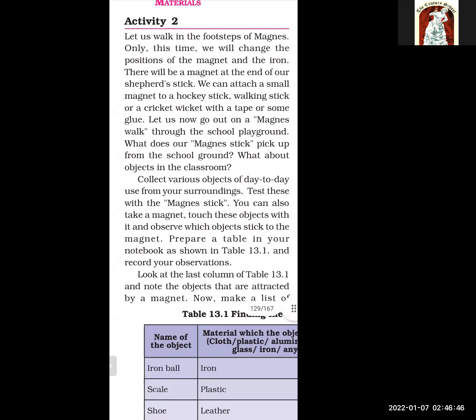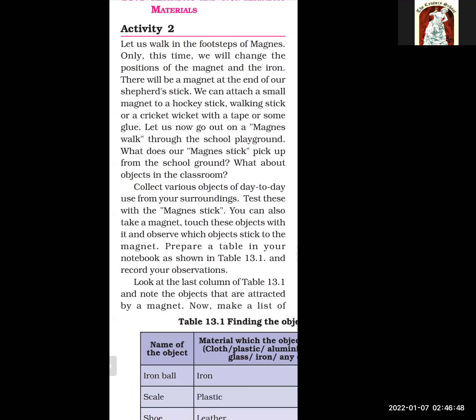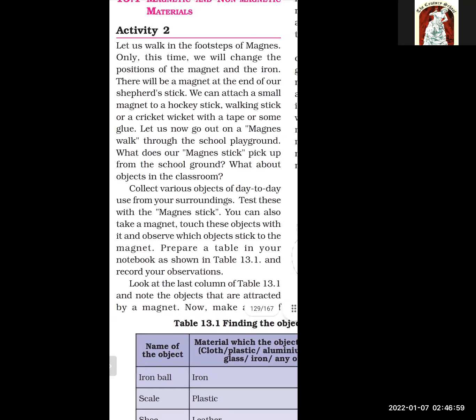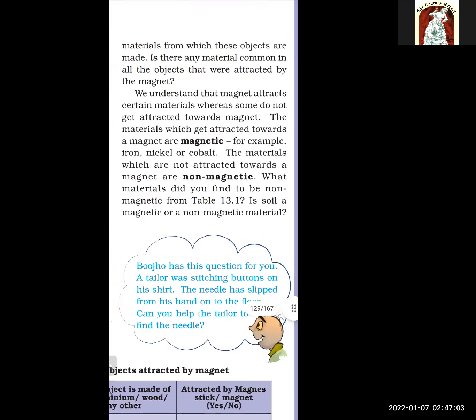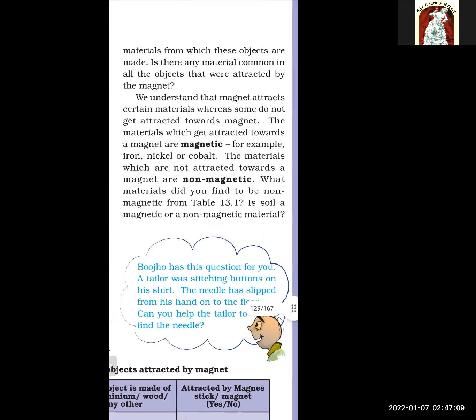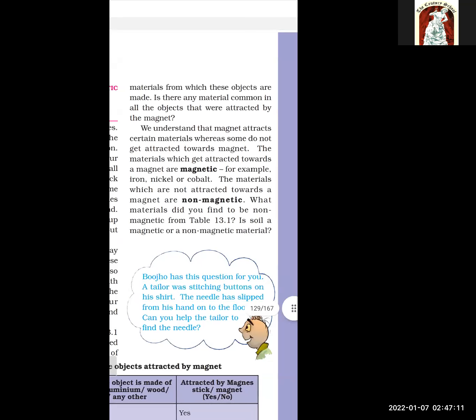So we will take a stick, attach a magnet to the stick, and go to our school playground. Some materials will be attracted by the magnet, that are called magnetic materials, and some materials which are not attracted by the magnet are called non-magnetic materials. So this is the definition of magnetic and non-magnetic material.